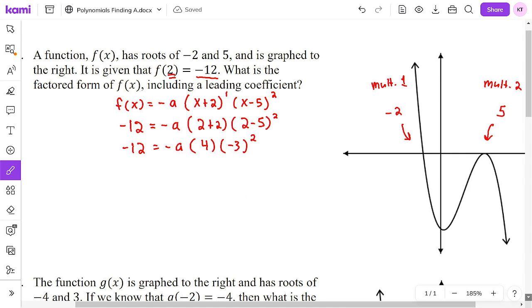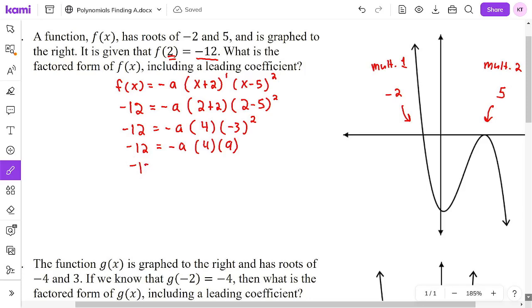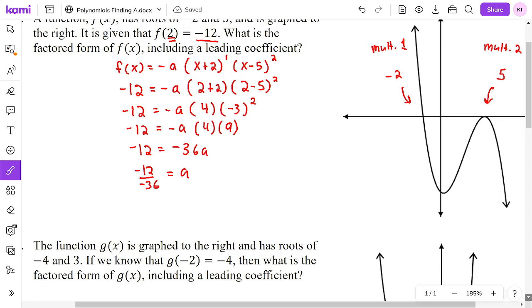So now I'm going to go ahead and simplify further. -12 will equal -a times 4, and then -3 squared will give me 9. And so now I'm going to multiply this negative in front of the a, the 4 and the 9 together to give me -12 is equal to -36a. And then I'm going to go ahead and divide both sides now by -36. So -12 divided by -36 is going to equal a, which when I simplify that down, the negatives will cancel each other out. I will have 1/3 is equal to a. So I went ahead now and I found my a value.